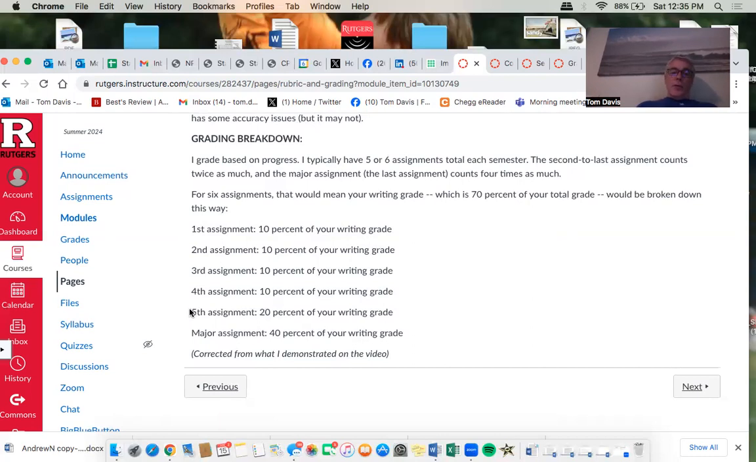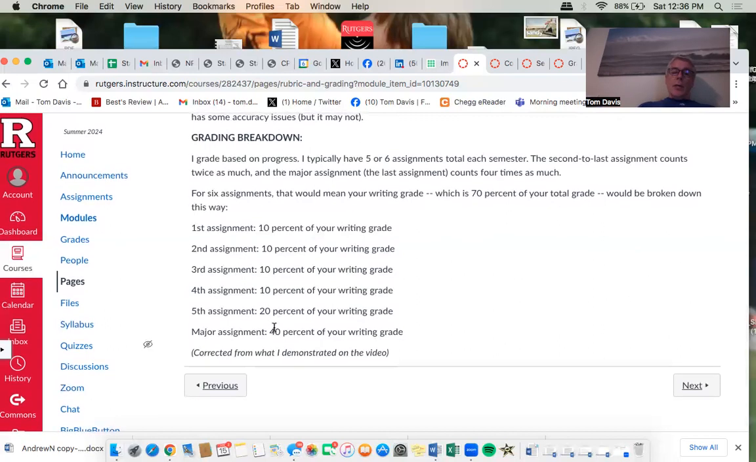Basically, this is their feature. So this is the Megalomania assignment right here. It's 10% of your writing grade, which is 70% of your overall grade. So this counts once, counts once, counts once. And then your feature assignment counts twice as much as one of these individual ones. So that's 20% of your writing grade. Okay, if you can follow me on that one.